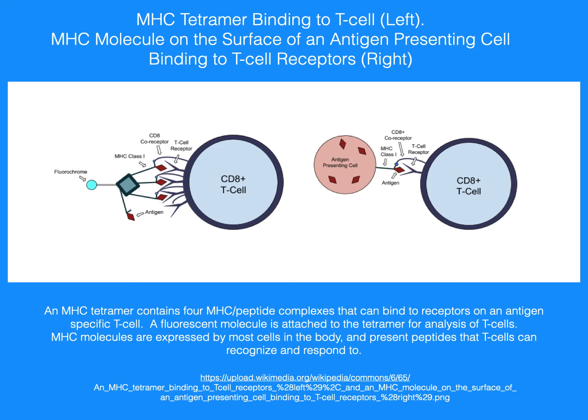MHC tetramer binding to T cell, left side of illustration. MHC molecule on the surface of an antigen-presenting cell binding to T cell receptors, right side of the illustration. An MHC tetramer contains 4 MHC peptide complexes that can bind to receptors on an antigen-specific T cell. A fluorescent molecule is attached to the tetramer for analysis of T cells. MHC molecules are expressed by most cells in the body and present peptides that T cells can recognize and respond to.